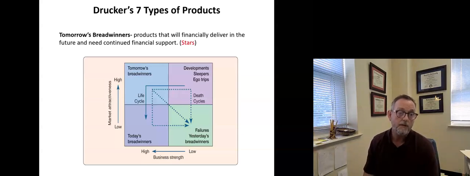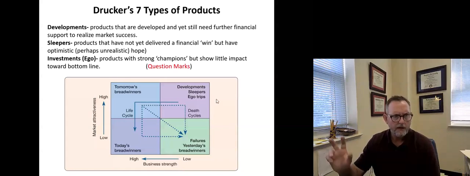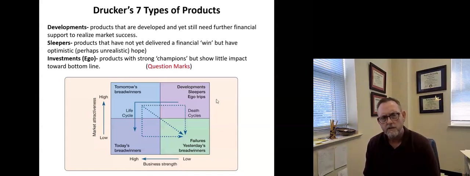It's a star probably, maybe a question mark, but probably moving into the star area. The tomorrow's breadwinners. There are a number of question marks. These are ones that would be up in this upper right corner. Development products, sleepers, and investment egos. These are big question marks. These are products that need a lot of financial investment. We don't know entirely what their future payout's going to be.